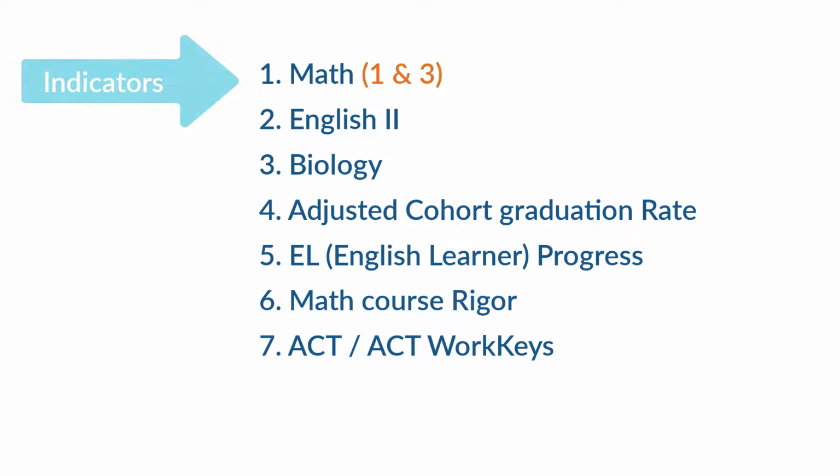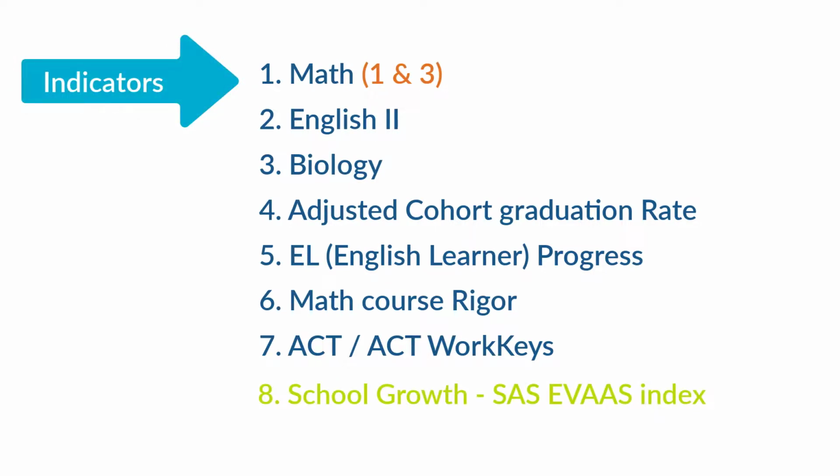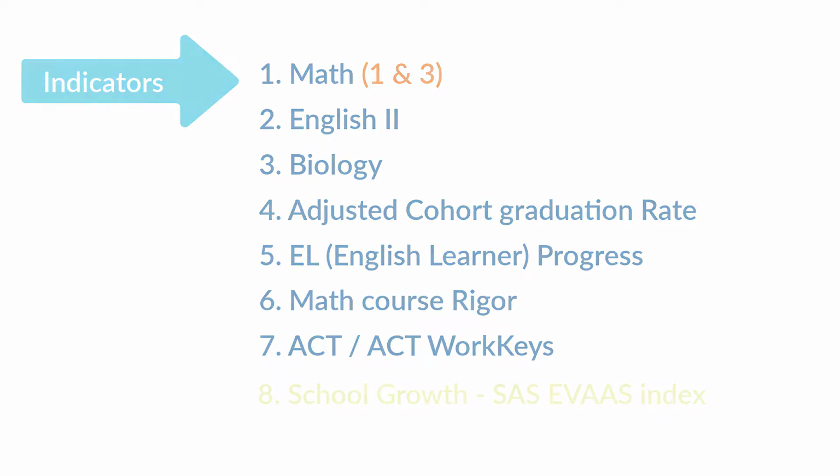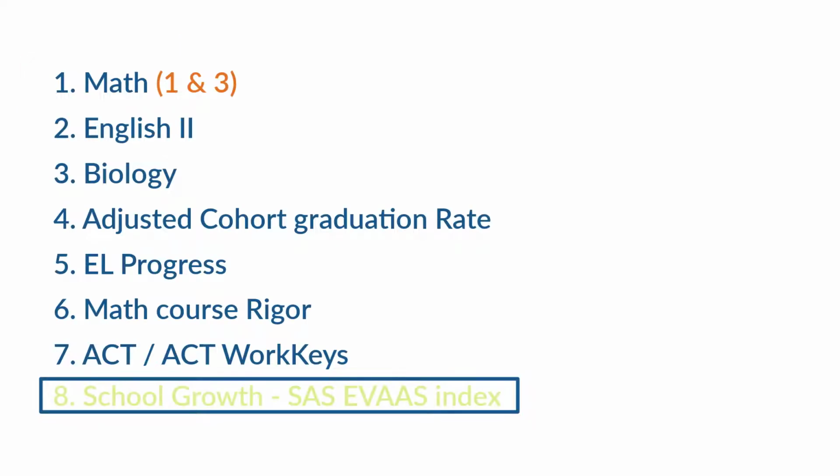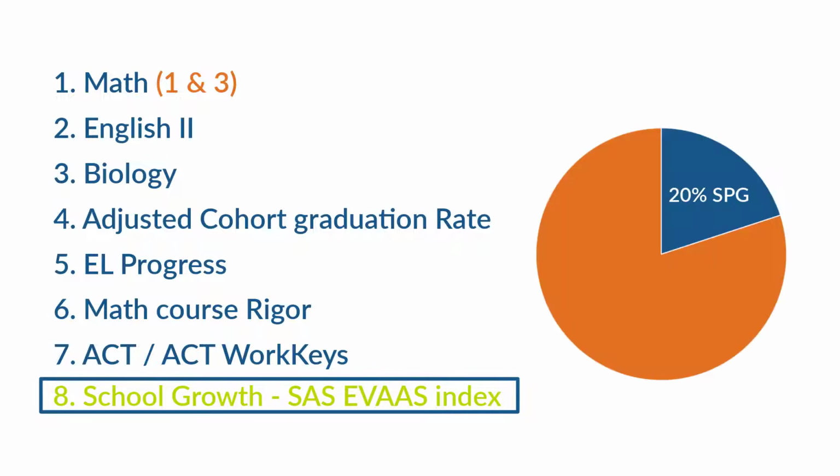There's one final indicator we haven't talked about yet. That is the growth indicator. This value is derived from the SAS EVAAS Growth Index. These index values range from -10 to +10. However, before it's factored into the SPG calculation, it is mapped to a 100-point scale. This indicator counts as the other 20% of the final school performance grade.